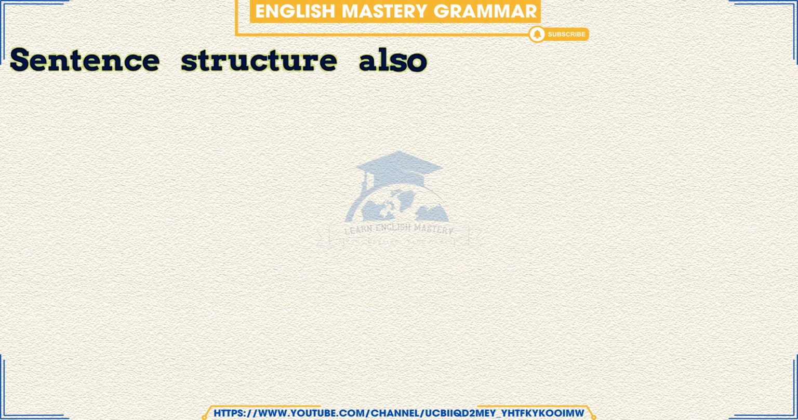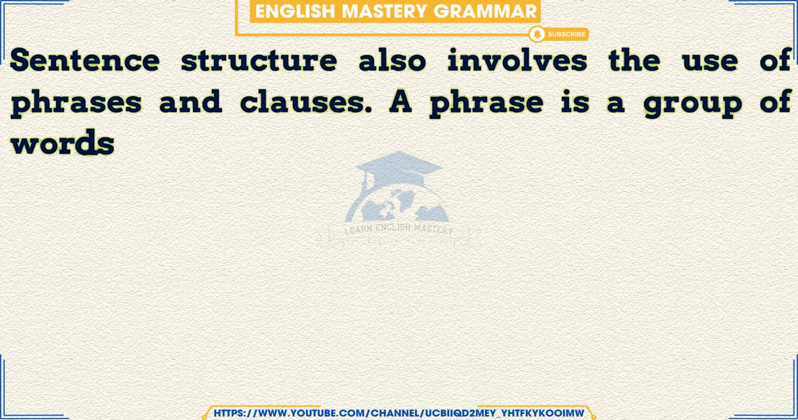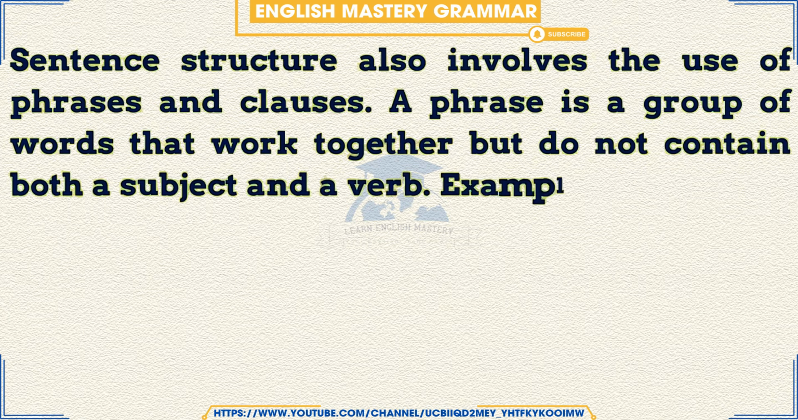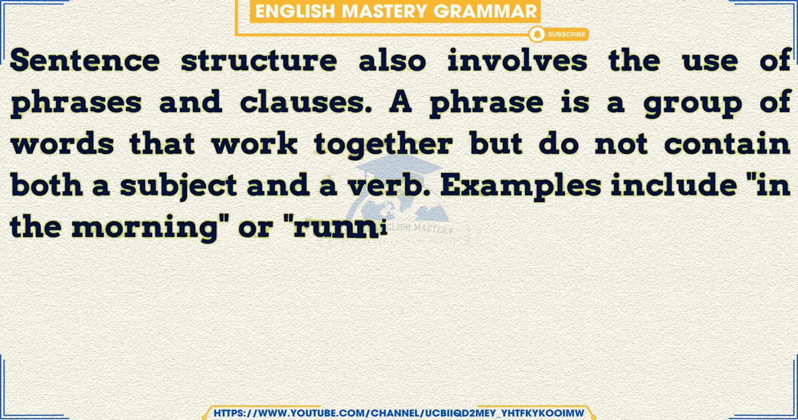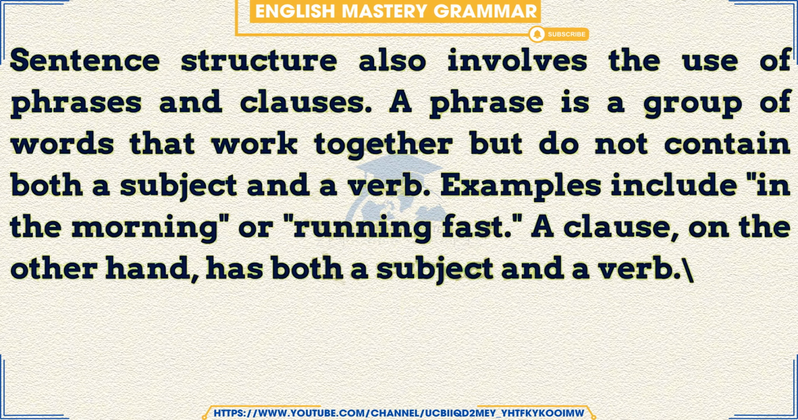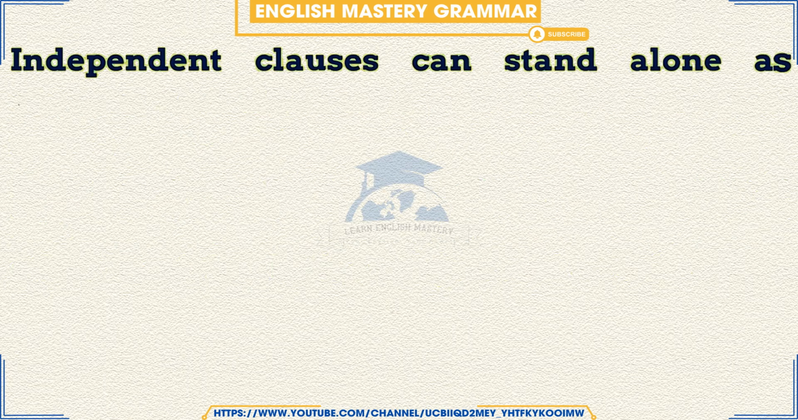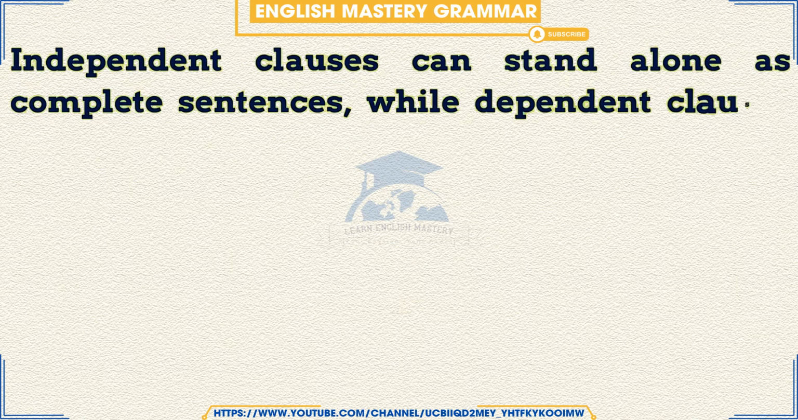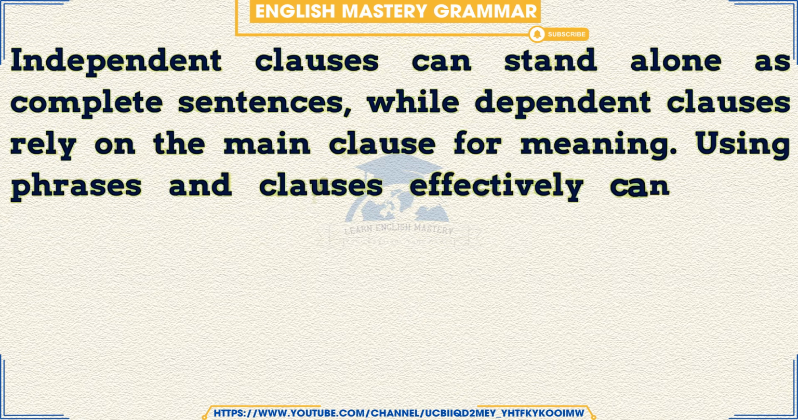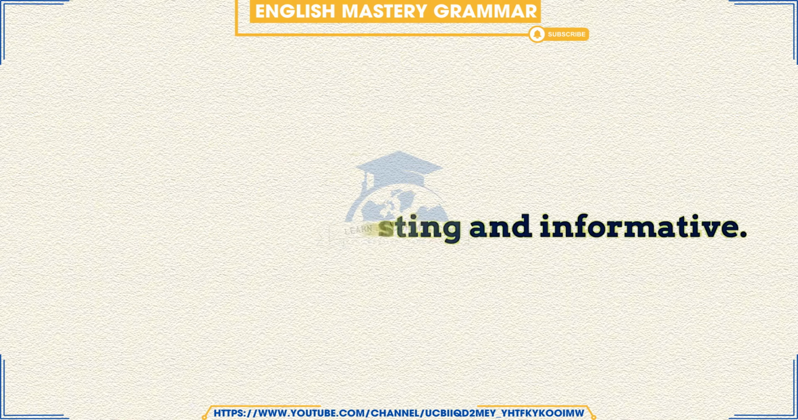Sentence structure also involves the use of phrases and clauses. A phrase is a group of words that work together but do not contain both a subject and a verb. Examples include, "in the morning," or "running fast." A clause, on the other hand, has both a subject and a verb. Independent clauses can stand alone as complete sentences, while dependent clauses rely on the main clause for meaning. Using phrases and clauses effectively can make sentences more interesting and informative.